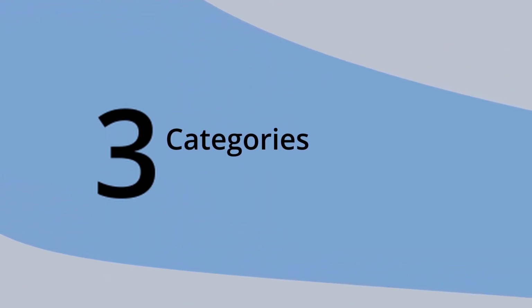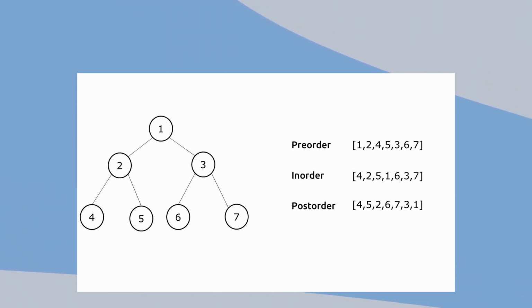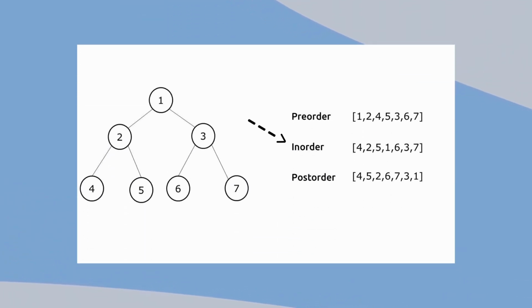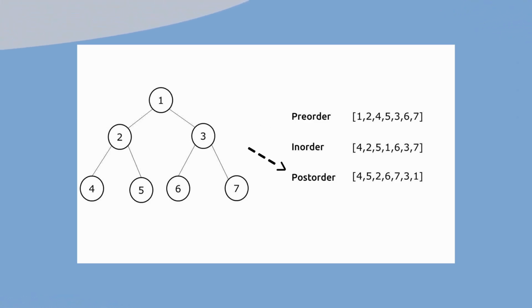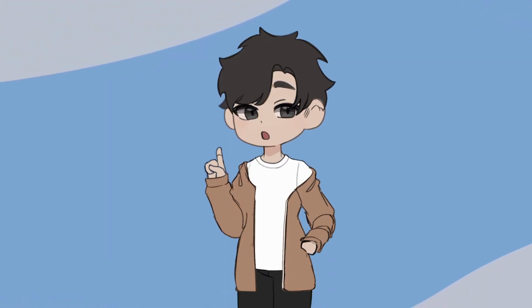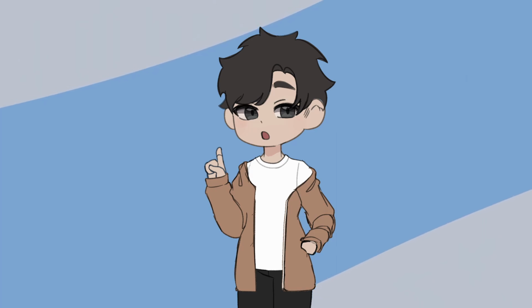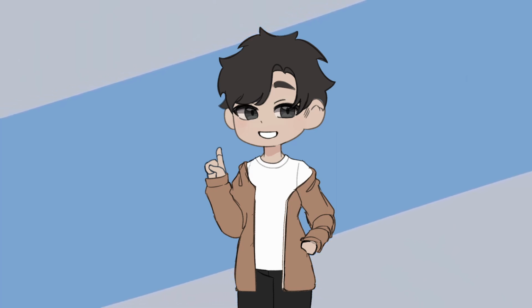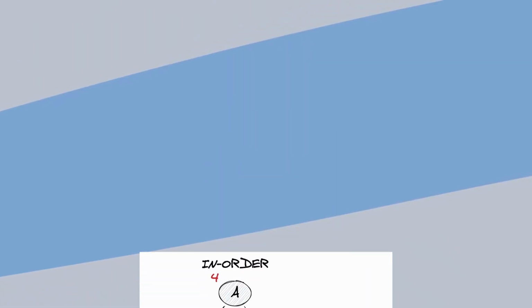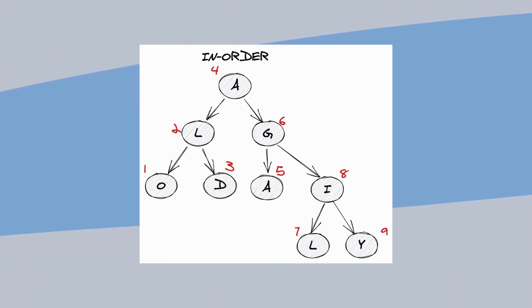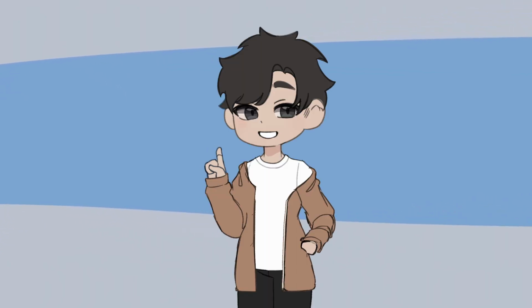In DFS, there's three different categories of traversing. First is in order traversal. Second, pre order traversal. And third, post order traversal. But for this video, I will only explain one traversal. And that is the first one, the in order traversal. Anyways, let's get straight to the topic.